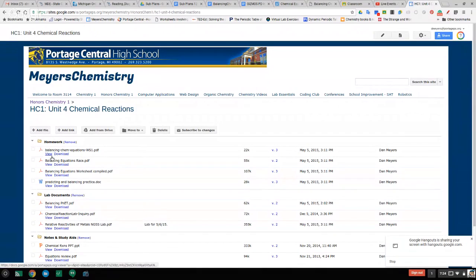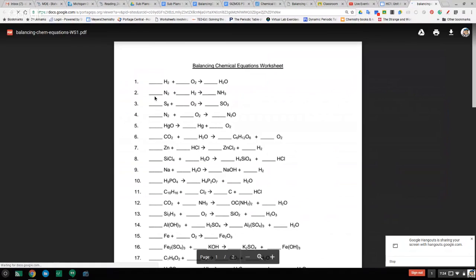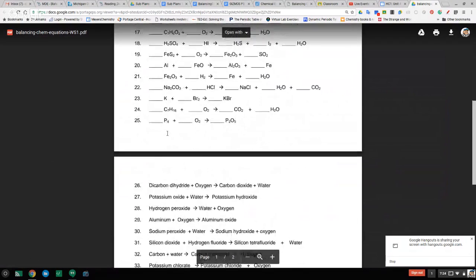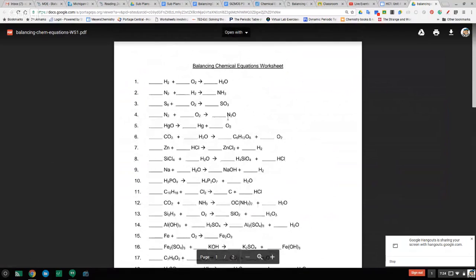Like you could do balancing chem equations, that first one. And it's definitely more balancing, a lot more balancing here. But you can also, to the right or to the left of it, identify the reaction type for more practice. Okay?